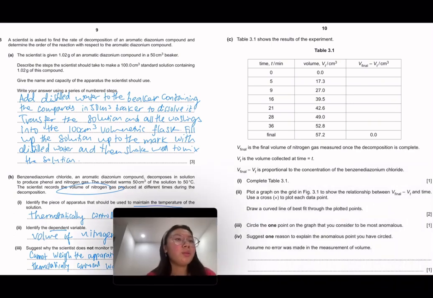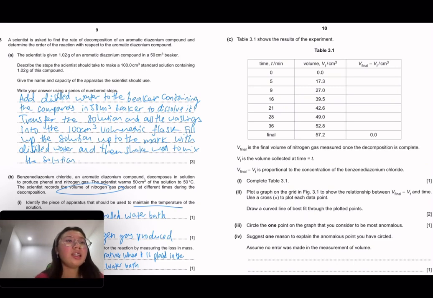Alright, so for question C, table 3.1 shows the result of the experiment. For your volume, again, you just minus it, final minus VT. Just make sure that you're actually calculating it correctly. The whole thing is only 1 mark and there are so many sets of values. So yeah, I plot a graph. The graph will come after this page, but we'll skip to IV.